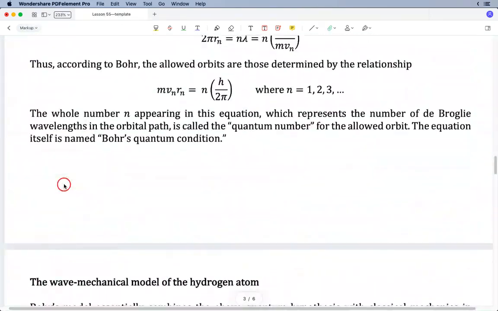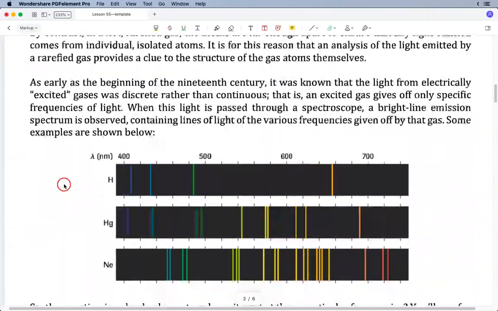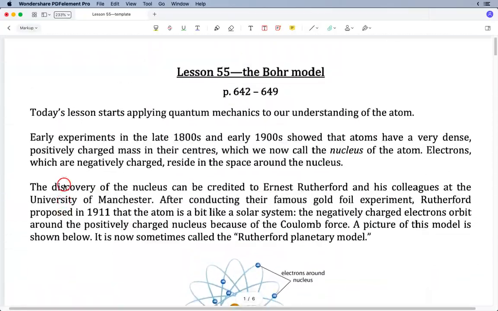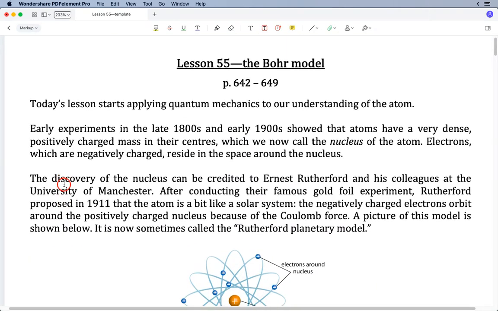All right, so I'll scroll back to the beginning. And yeah, we're on lesson 55 now. Lesson 55 is on the Bohr model. Now, some of you may be a little bit surprised by today's topic because this might sound more like chemistry instead of physics. But you'll see that in today's lesson, we're going to start applying quantum mechanics to our understanding of the atom. In order to really understand what an atom is and how an atom works, you need to invoke quantum mechanics.